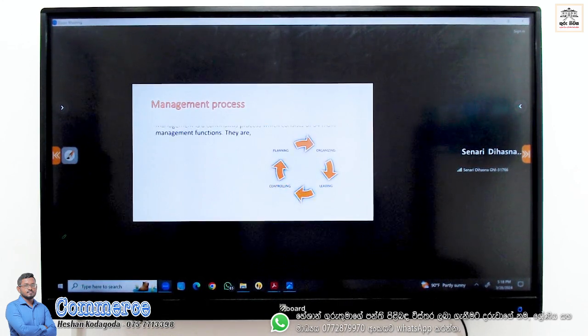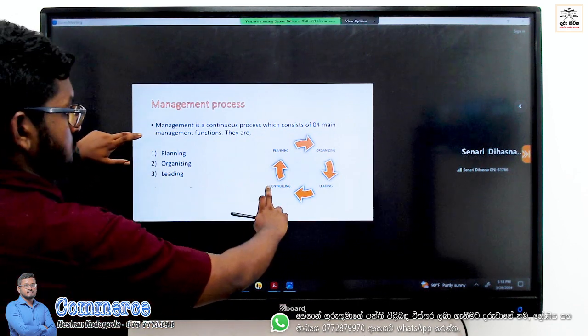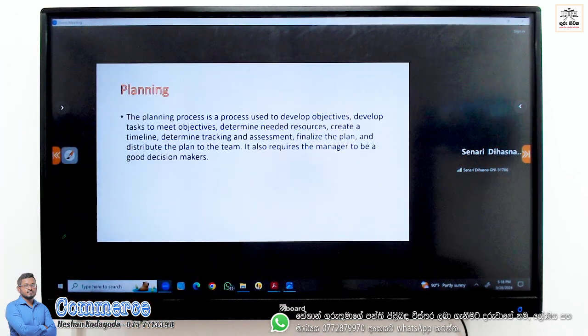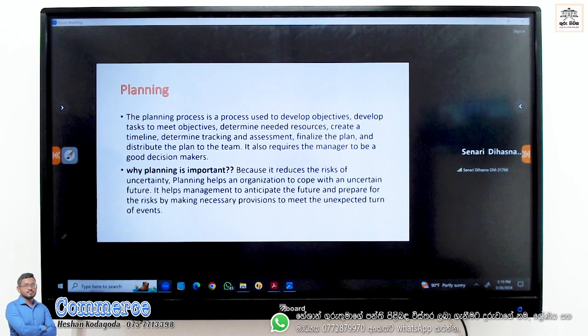Management process. Management is a continuous process which consists of 4 main management functions. They are planning, organizing, leading, and controlling. Planning. The planning process is a process used to develop objectives, develop tasks to meet objectives, determine needed resources, create a timeline, determine tracking and assessment, finalize the plan, and distribute the plan to the team. It also requires the manager to be a good decision maker.